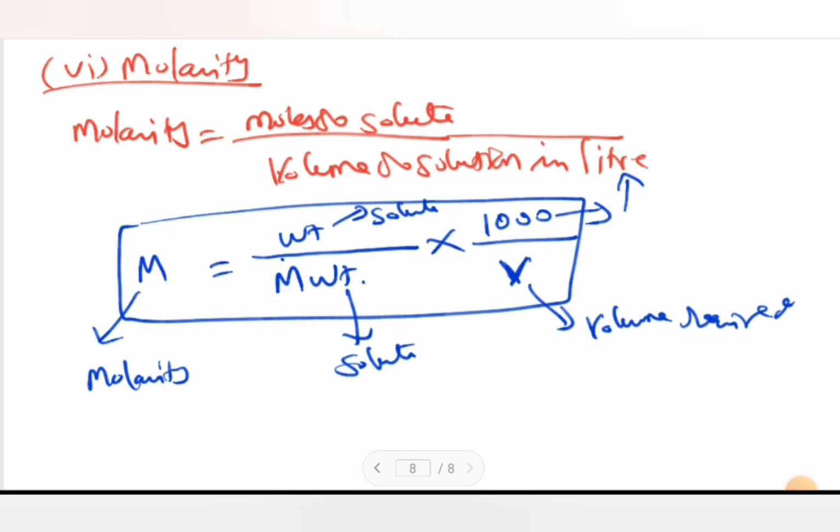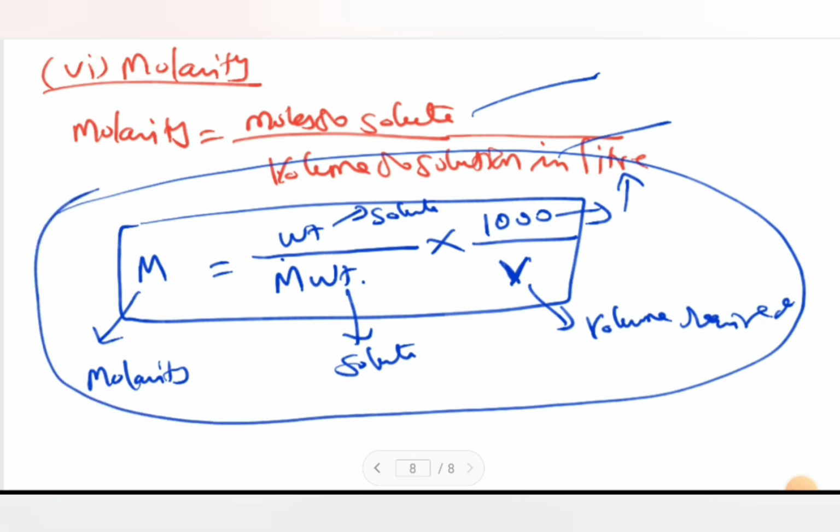Straight away you will get the answers, because for objective questions and all, you will not have the time to first calculate the mole, then calculate the volume of the solution, and other things. Mole is nothing but the weight of the solute by molecular weight of the solute, right? So that is what I have directly implemented into the formula. This is the actual formula you can use for your calculation, molarity. Okay, so let's look at the next one.